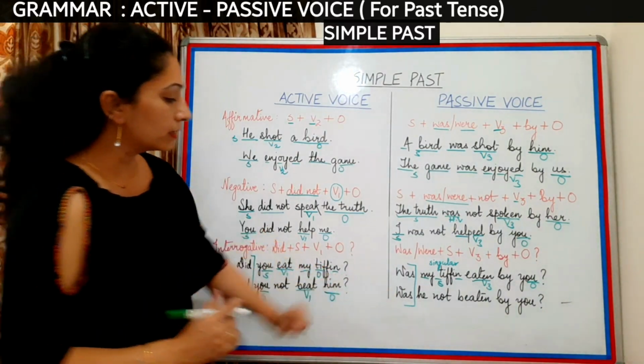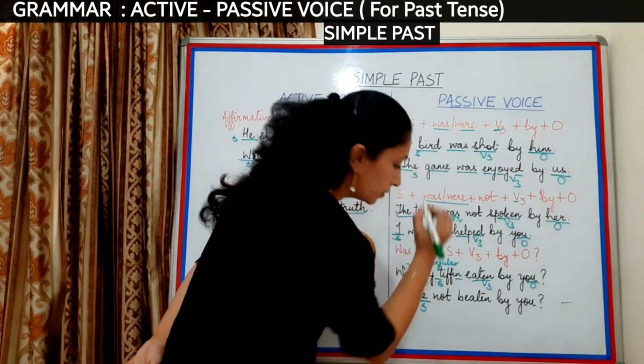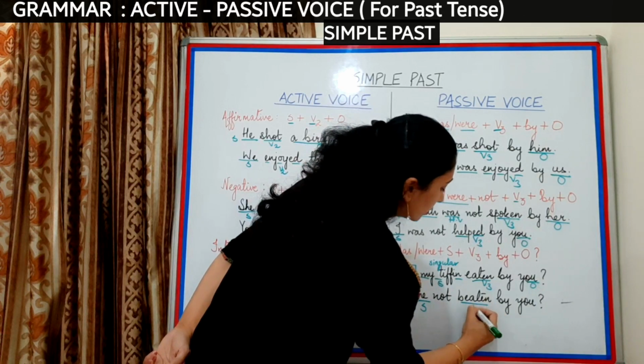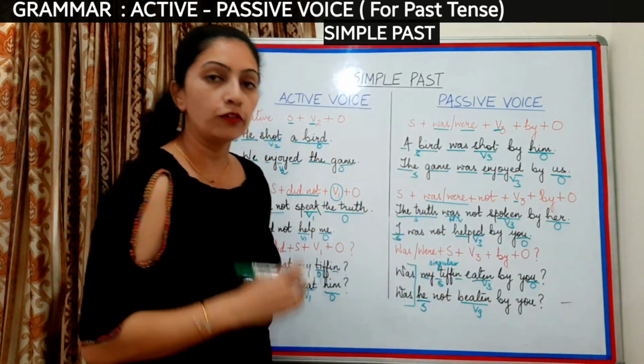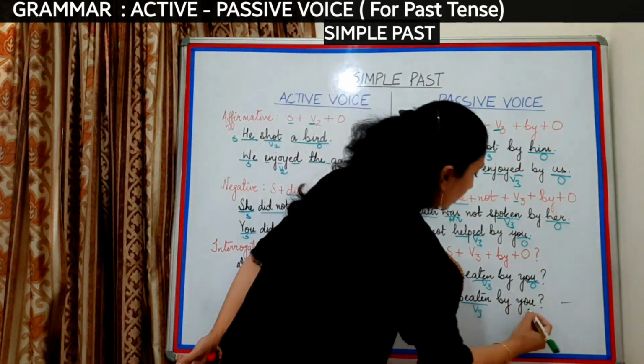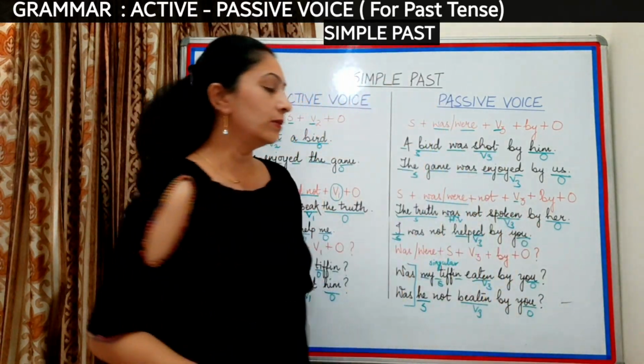So let's change this. Was, he becomes the new subject. Not beaten. Beaten becomes the V3 form of beat. And by you becomes the new object.